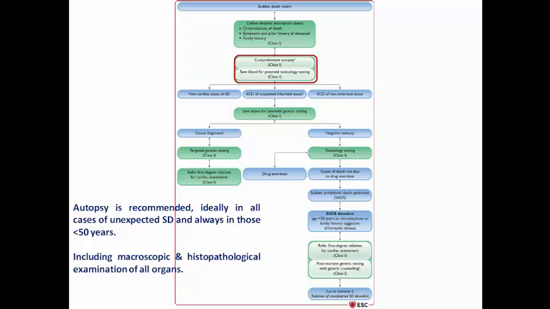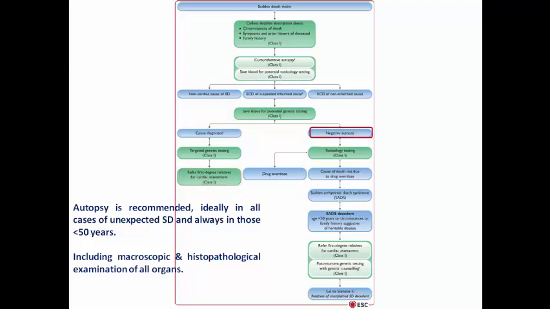We have three possibilities here: either a non-cardiac cause of sudden death, or sudden cardiac death of a non-inherited disease, or sudden cardiac death of suspected inherited disease, which is the one we are looking for. In this case, we need to save tissue for potential genetic testing. If we reach the cause, we would have targeted genetic testing and refer the first-degree relatives for cardiac assessment.